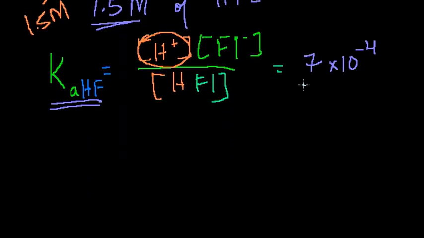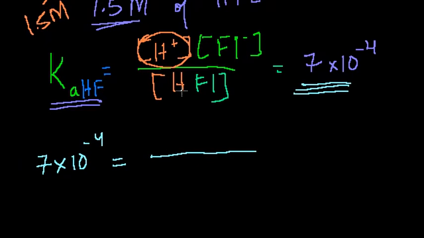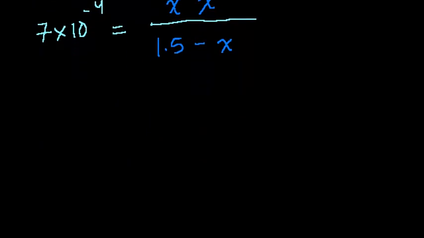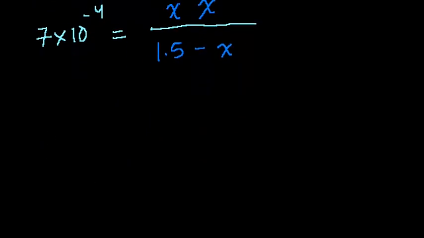So if these are the equilibrium concentrations, let's see if we can solve for X. We know the equilibrium constant is 7 times 10 to the minus 4th. The final equilibrium concentration of our hydrofluoric acid is the original 1.5 molar minus whatever disassociates into this stuff up here. Since X disassociated, I have X molar of hydrogen and X molar of fluoride. This is just pure algebra now. Let's see if we can solve this.